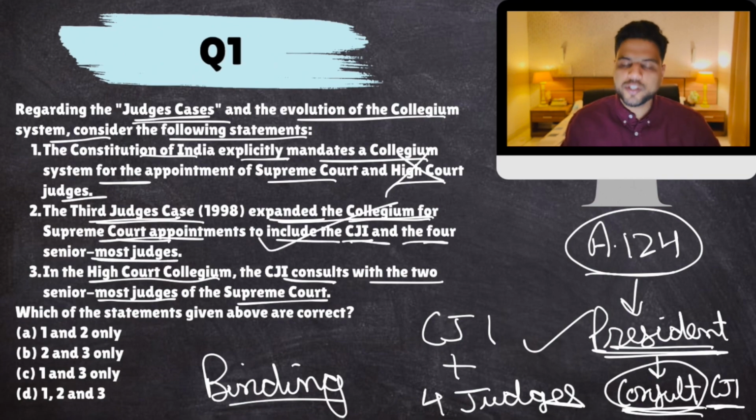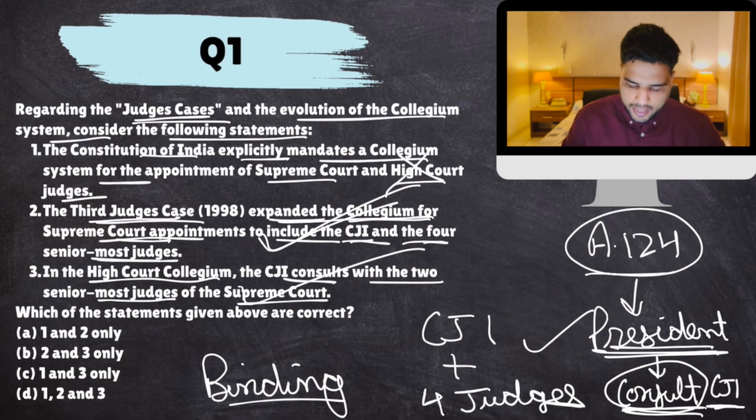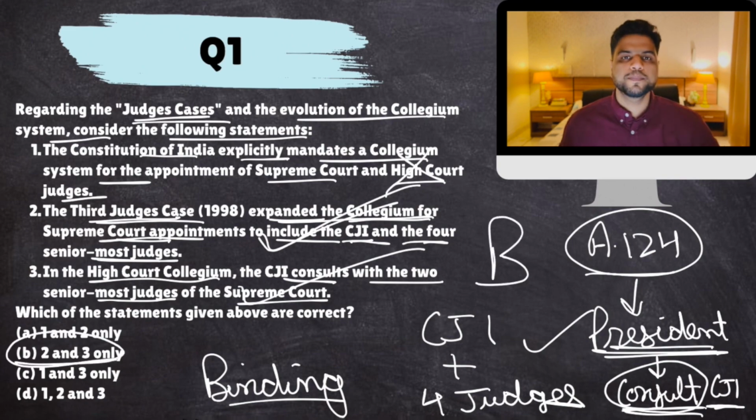Yes, absolutely correct, because in the second judge's case, it was CJI plus 2 senior-most judges. It was expanded to 4. But for High Court judges appointment, the collegium is CJI plus 2 senior-most judges. So this is also correct. The correct answer would come out to be B.